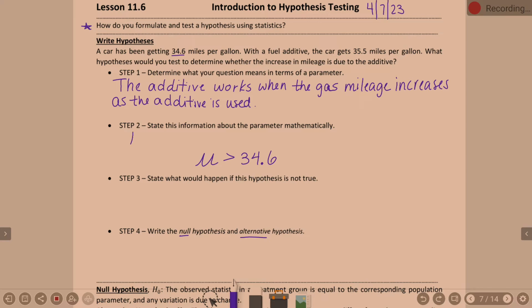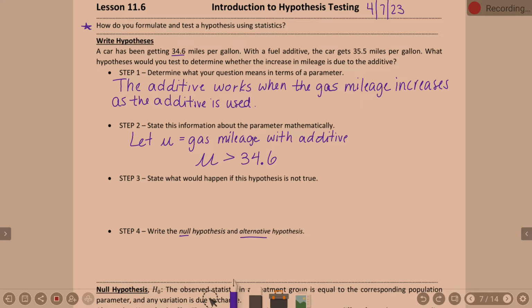And I'm going to go ahead and write this down. I'm going to say let mu equal the gas mileage with the additive. So the claim is that the average is going to increase if we're using the additive. So one of our hypotheses is that mu will be greater than 34.6. So the mean average will be greater than 34.6. That's if the additive is doing its job and changing things.